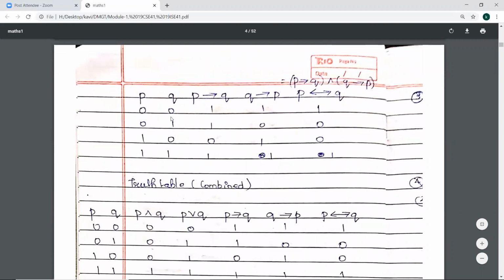So this is P, this is Q. First you write what is P implies Q, then Q implies P, then P biconditional Q. This is the truth table.